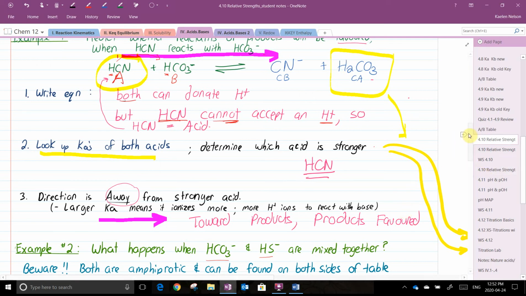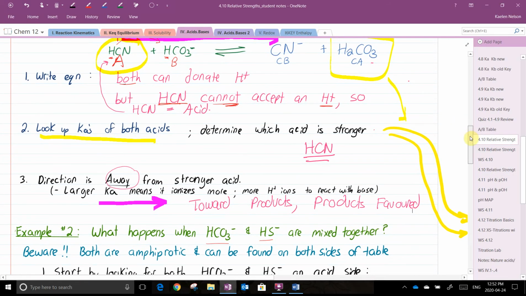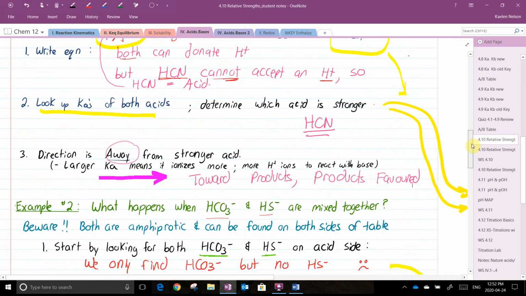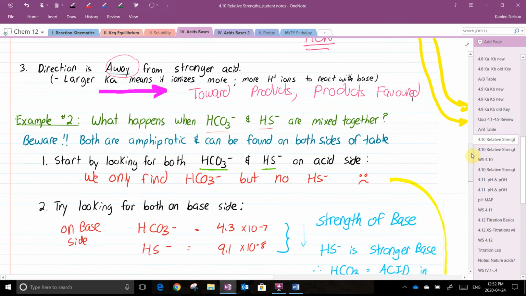Okay, my example number 2 asks what happens when we have two amphiprotic ions, so HCO3 minus and HS minus mixed together. So these are the two I'm starting with. My ending has not been written, so I need to start by looking for HCO3 and HS on the acid side. When we do this, we find that only HCO3 is on the acid side, but no HS.